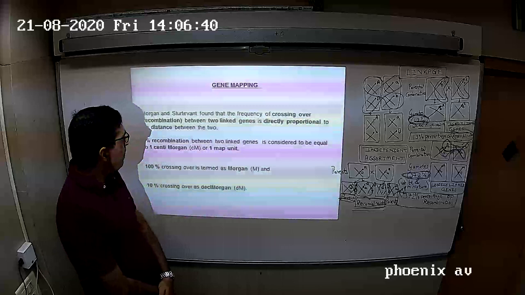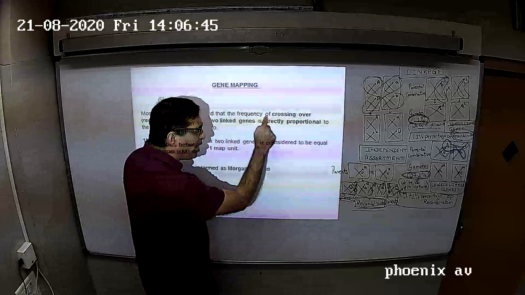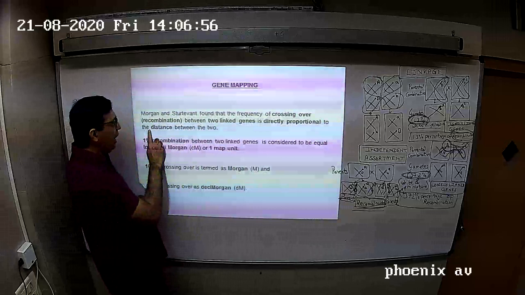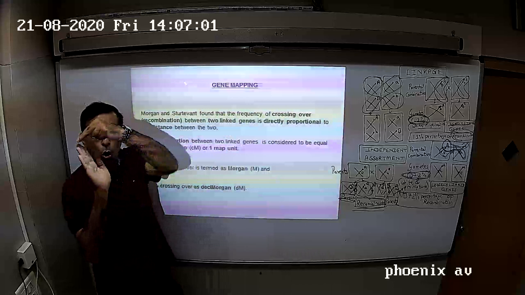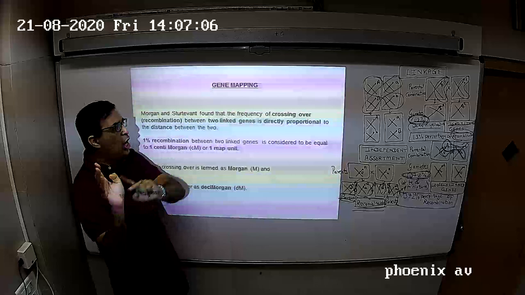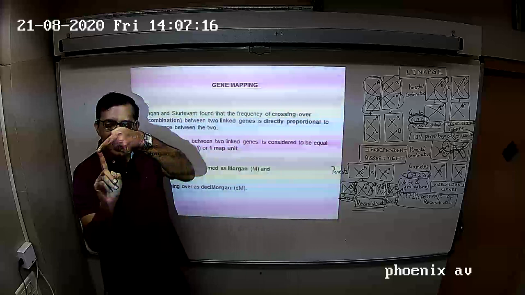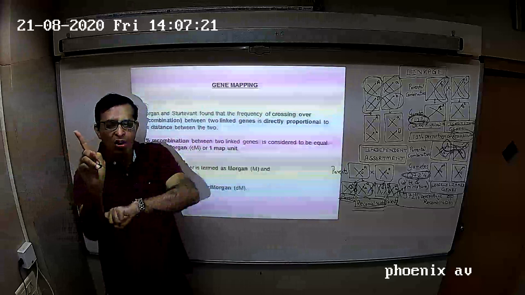Please understand this well. Morgan and Sturtevant found that the frequency of crossing over, recombination between two linked genes is directly proportional to the distance between the two. What I just said, that those genes, jo linked hai, unke beech mein crossing over, that is recombination, is directly proportional to the distance between the two. Less the distance, less chance of recombination. More the distance, more chances of recombination or crossing over.